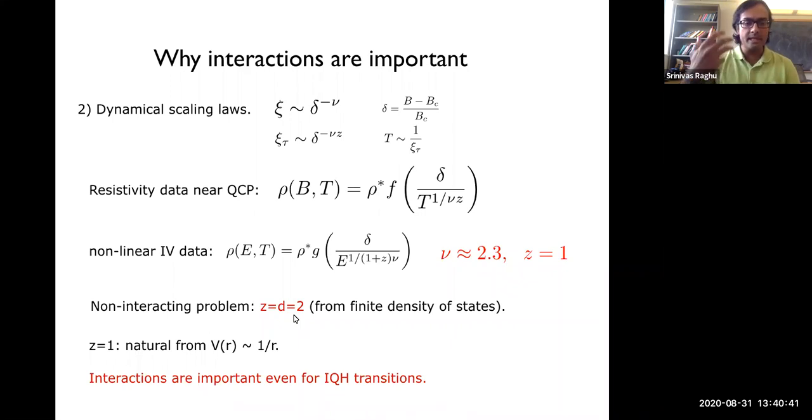And so what people said in the early days of these experiments is that to get z equals 1, what you need is 1 over r interactions. This is a natural energy scale that goes like 1 over length, and if that length is the localization length, that would provide z equals 1. What I'm going to do today is provide you a slightly more sophisticated version of this argument. But for now, what I want you to take away is that interactions are important even for the integer quantum Hall transition.